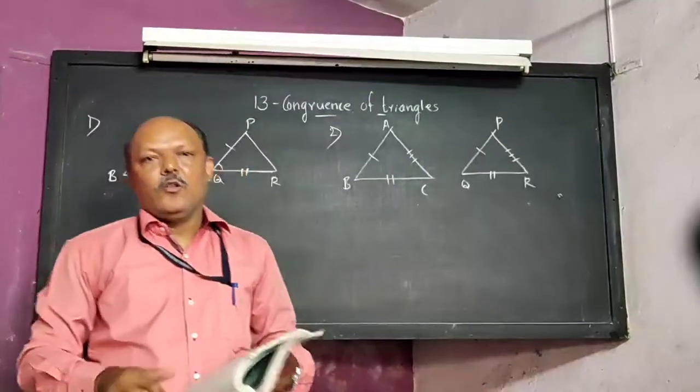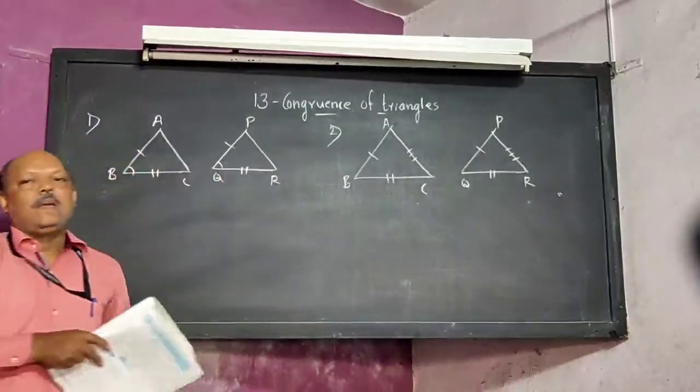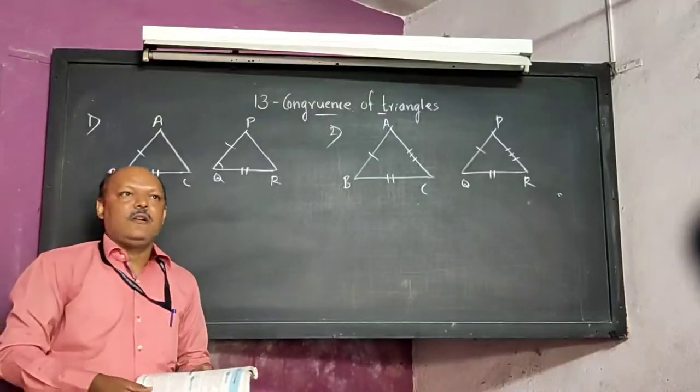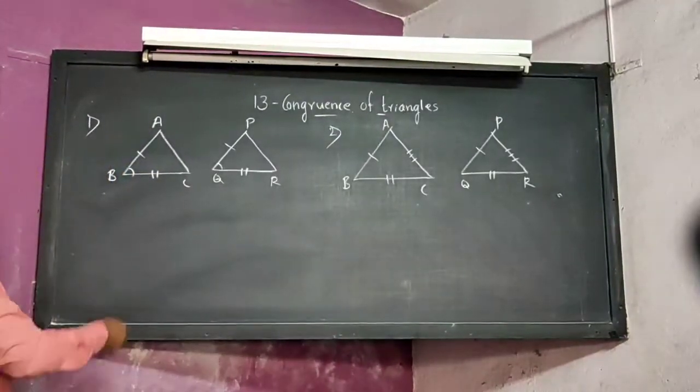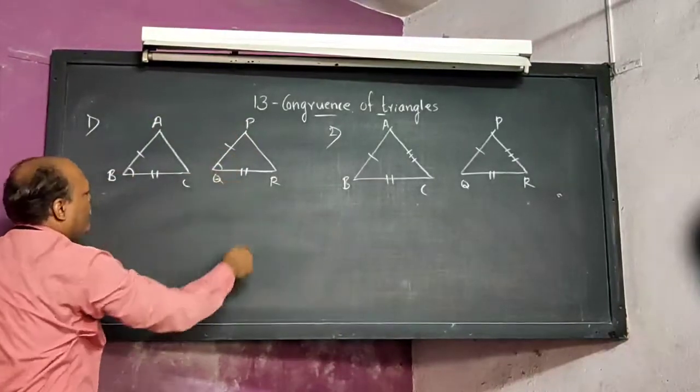Topic today, congruence of a triangle. Here in this chapter we will be learning about the different tests by which two triangles are congruent. So here, the first one we can see is triangle ABC and triangle PQR, where the markings are given.